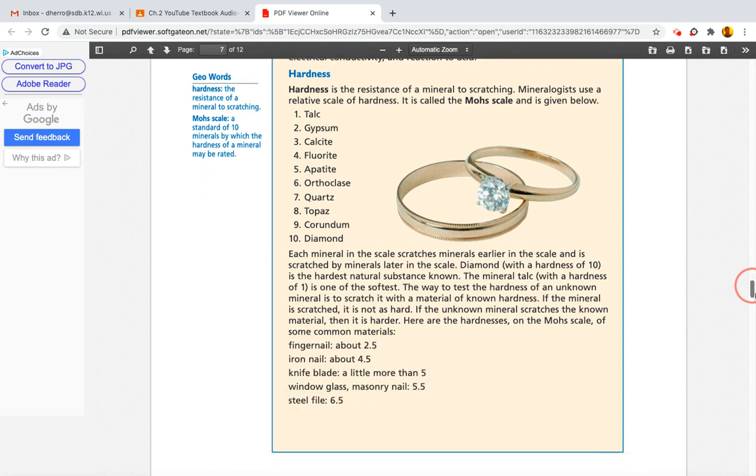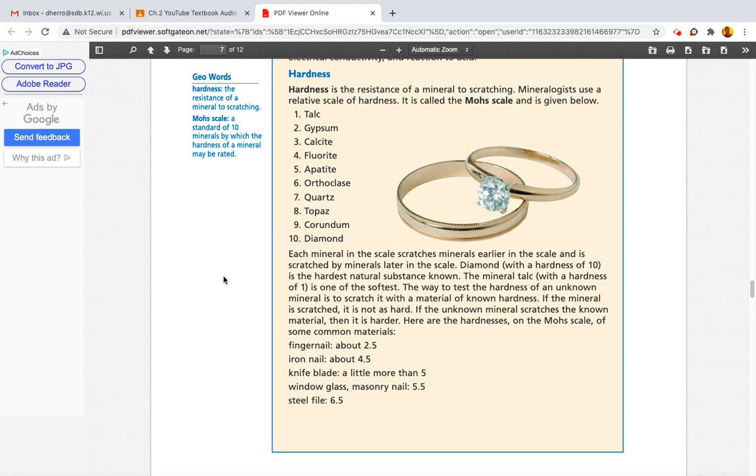Let me just scroll down so we can see it. So it goes from soft to hard. So the diamond is the hardest listed on the Mohs scale. So going from soft to hard, you've got talc, gypsum, calcite, fluorite, apatite, orthoclase, quartz, topaz, corundum, and then finally the highest hardness on Mohs scale is the diamond.